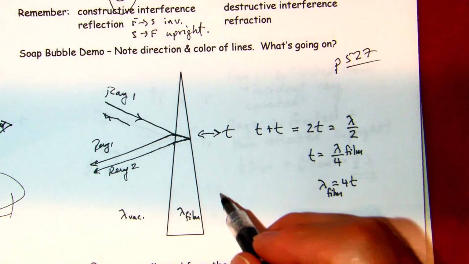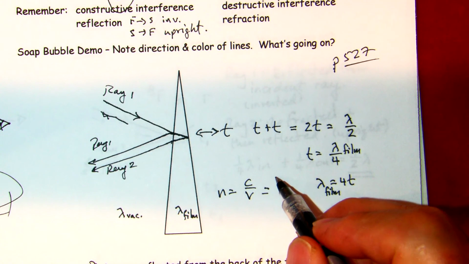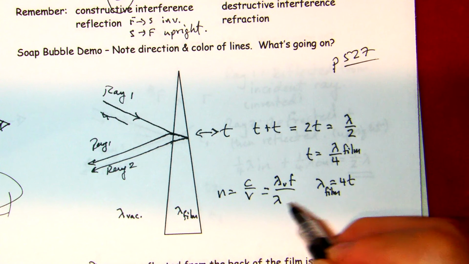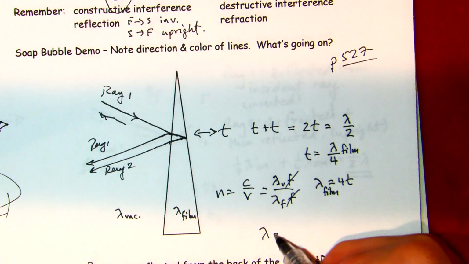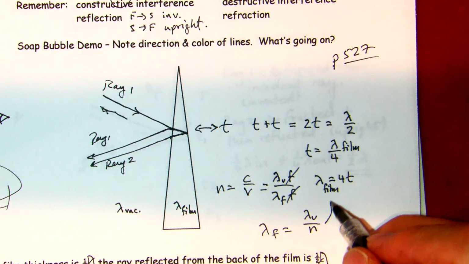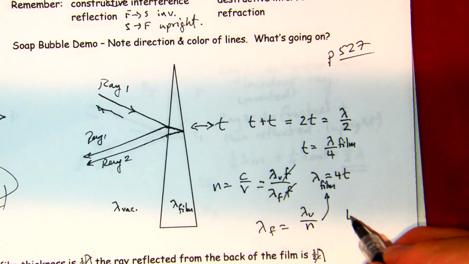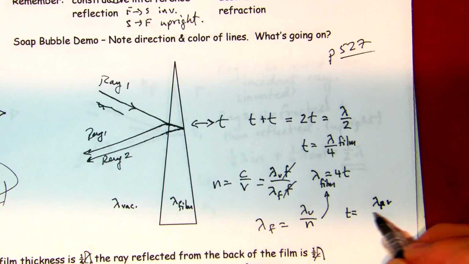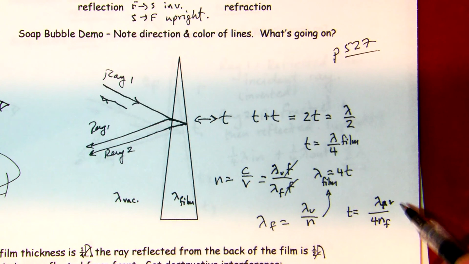If you recall, n is c over v, and if you substitute in here lambda vacuum times frequency, and here lambda film times frequency, these cancel out, you will find that the lambda in the film is equal to lambda vacuum over n. So I have to substitute that in up there. Okay, so if the thickness of the film is equal to lambda vacuum over 4 times the n of the film, you will get a bright spot for that guy.